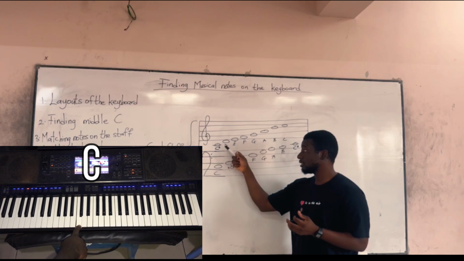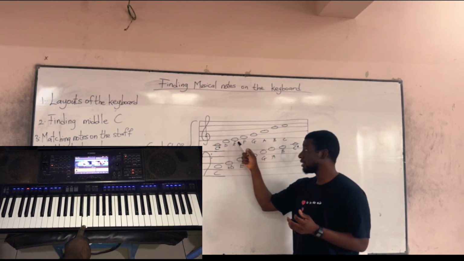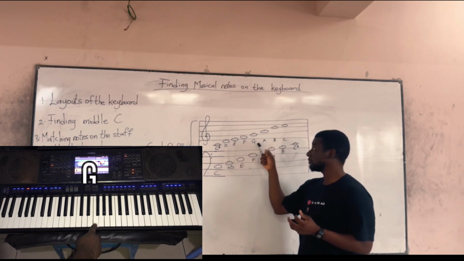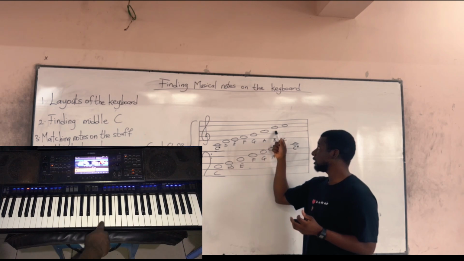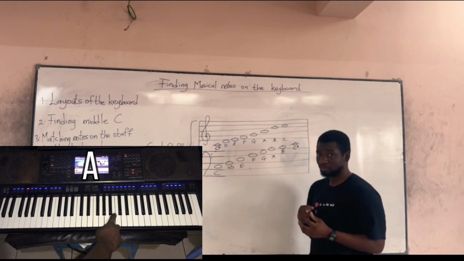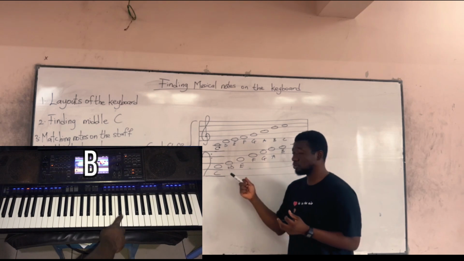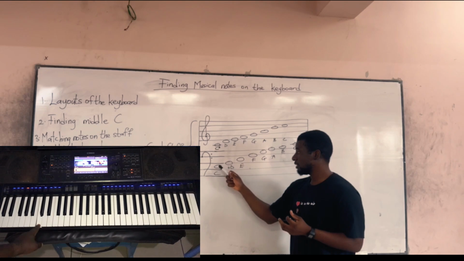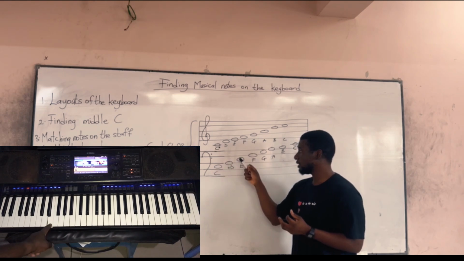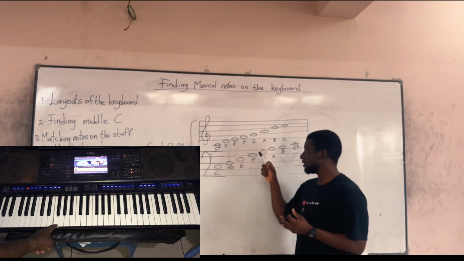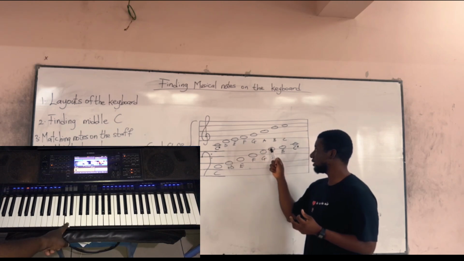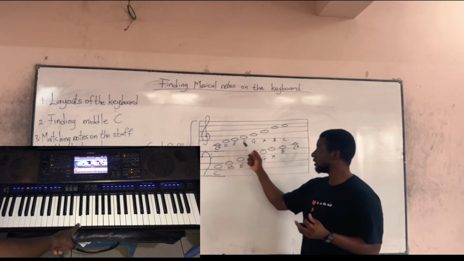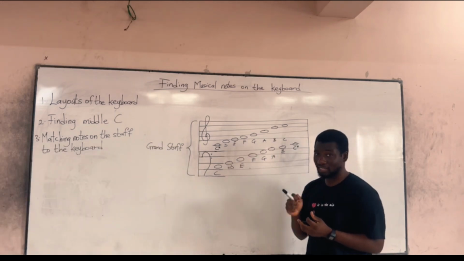So C, D, E, F, G, A, B, C. And then to the bass clef, this is where the bass clef will start from. So this is your C, this is your D, this is your E, this is your F, this is your G, this is your A, this is your B, this is your C. You see, this C and this C have the same pitch.